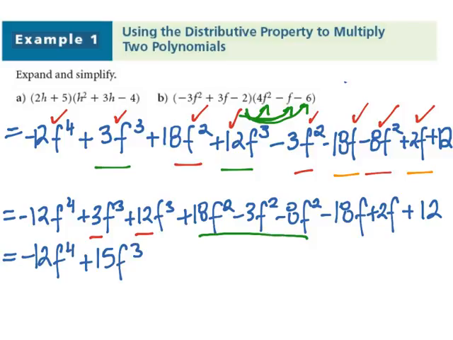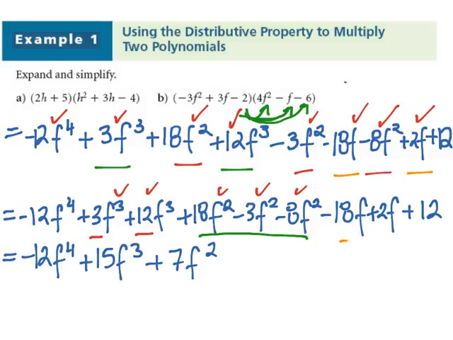We have 18 minus 3, which is 15. 15 minus 8 is 7. So we have 7f squared. So that's done. We could give ourselves little check marks for those.